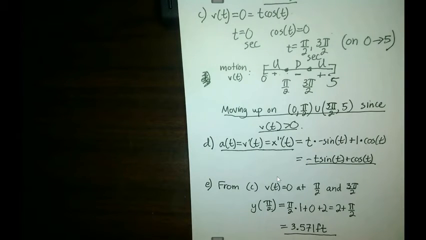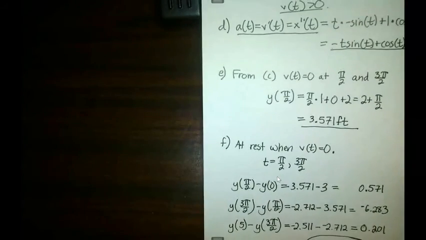Letter E, I used my knowledge from part C to remember that we found when the velocity was 0, or the particle is at rest, at pi over 2 and 3 pi over 2. The first of those, or smallest of those, is pi over 2. I did it without a calculator and with a calculator. Again, notice the units. Letter F is the last one.